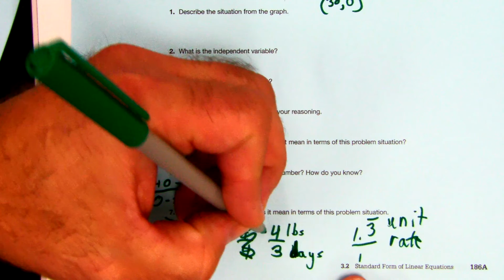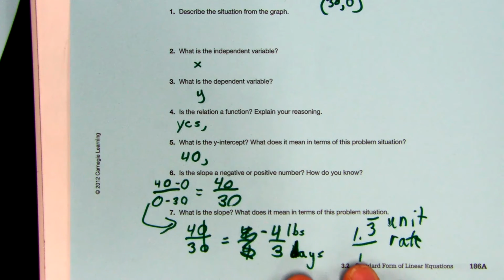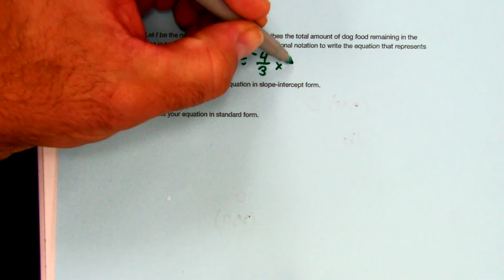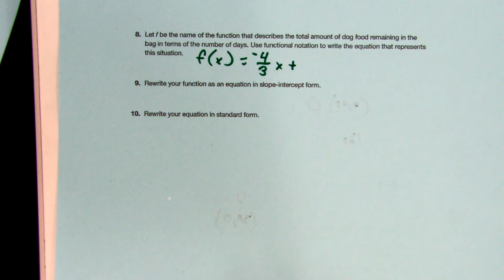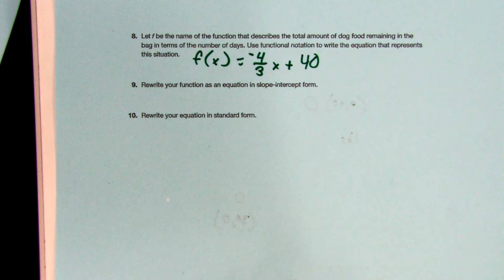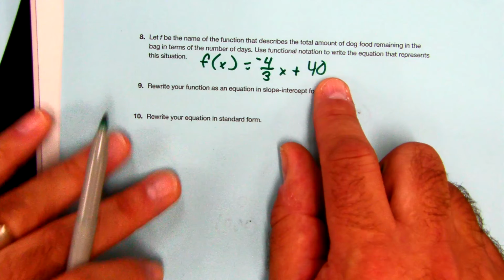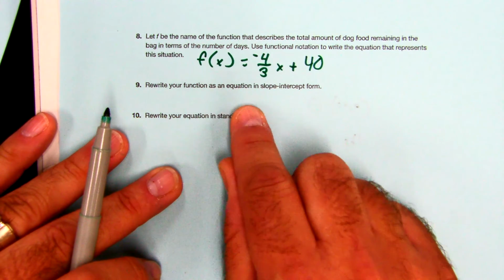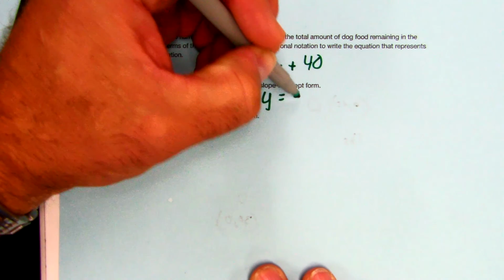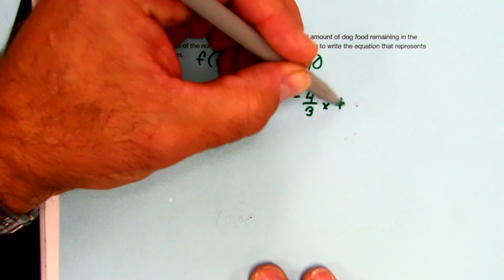Positive or negative? It's got to be negative 4/3. So that means over here, this should have been negative 4/3, meaning we're losing 4 pounds of dog food every 3 days, right? So over here, it would be negative 4/3 X plus what? Where do I start? At 40. Correct. Okay, so this is function notation. Then it says rewrite your function as an equation in slope-intercept form. Well, hopefully you know that's y equals negative 4/3 x plus 40.